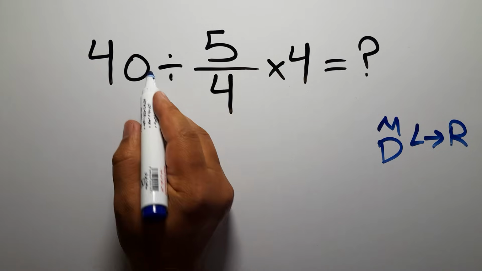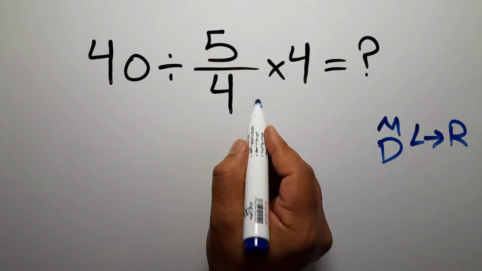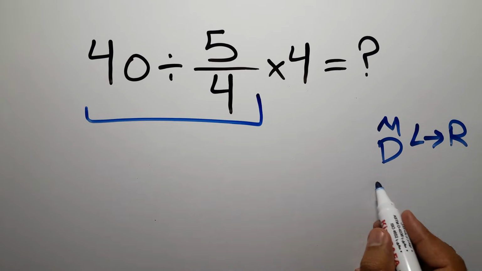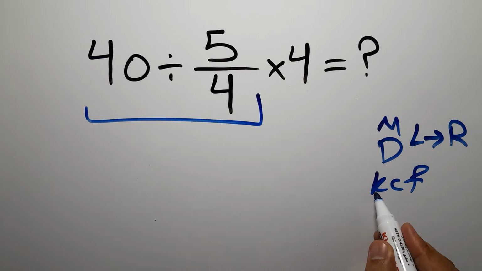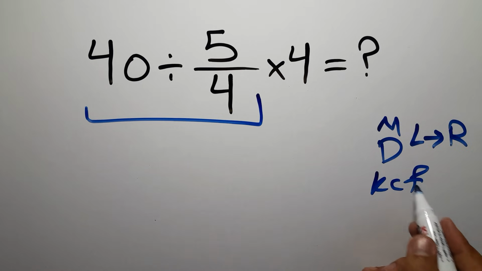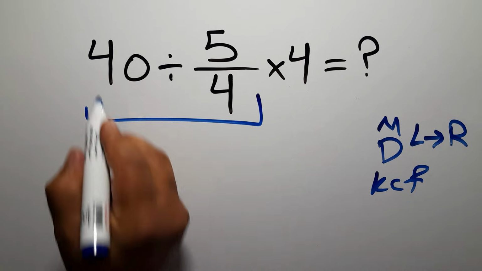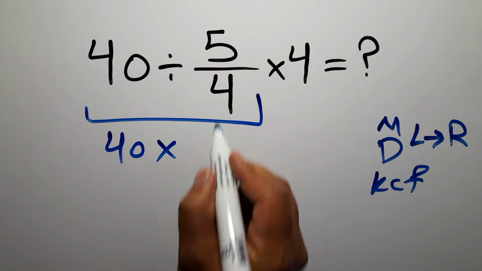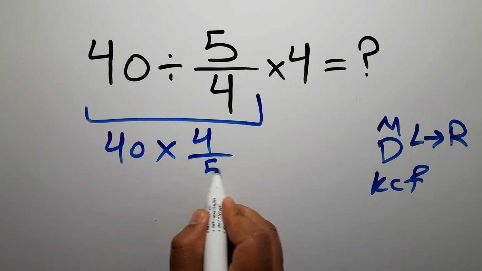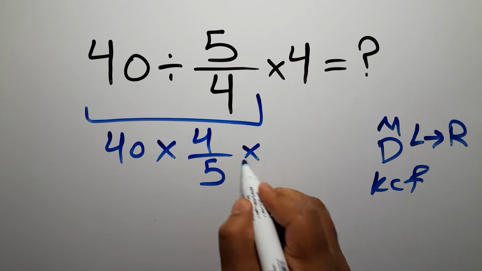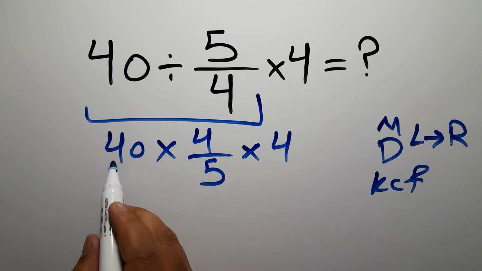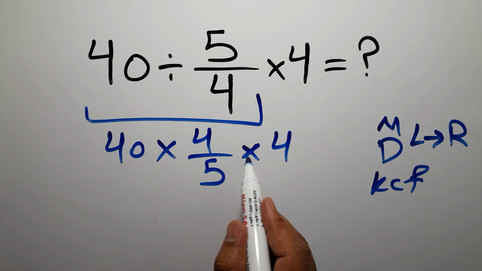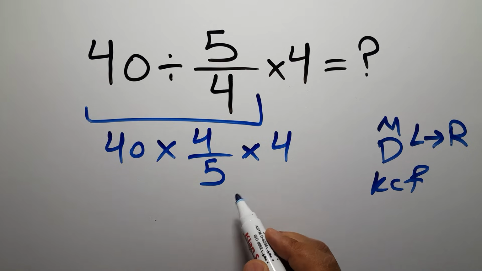So first this division. 40 divided by 5 over 4. According to the KCF rule, K stands for keep, C stands for change, and F stands for flip. We can write keep the first fraction, change division to multiplication, and flip the second fraction. 4 over 5. And times 4. So 40 times 4 over 5 times 4.